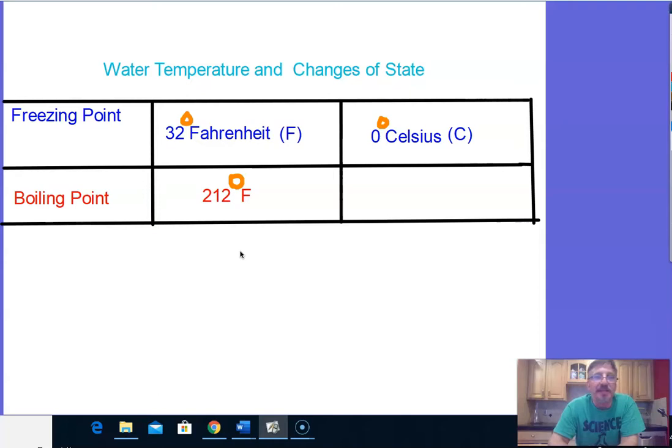Now, back to Celsius. A nice and easy number for boiling point. So 0 degrees Celsius is freezing. The boiling point, nice easy number? Yep, 100. 100 degrees Celsius. Look at these easy numbers. Isn't the metric system great?